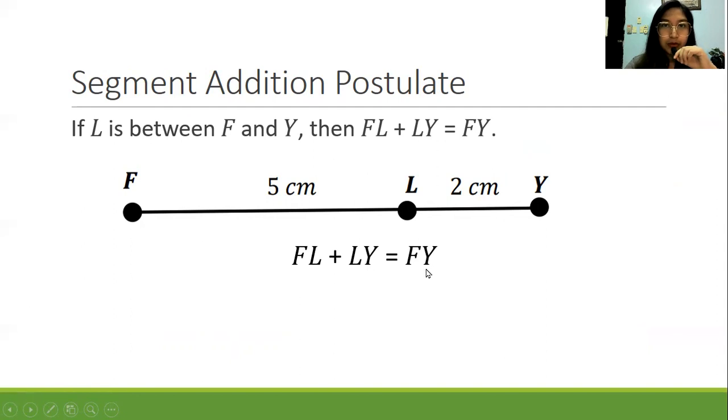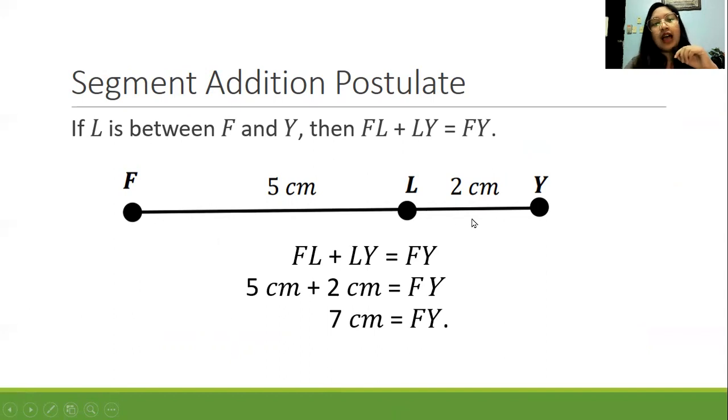So, substitute lang po natin yung measure na meron tayo. Ang measure ni FL ay 5 cm. Ang measure ni LY ay 2 cm. We have 5 cm plus 2 cm equals FY. 5 cm plus 2 cm is equal to 7 cm. So, the whole measure of our segment is 7 cm. Okay, ganun po natin ginagamit ang segment addition postulate.